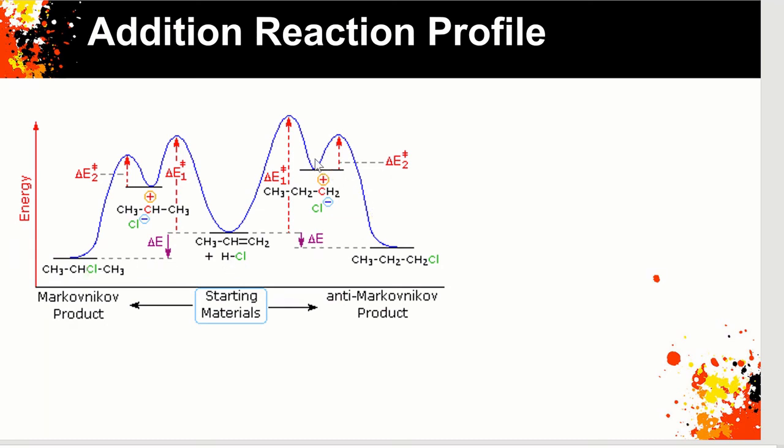For the anti-Markovnikov product, a similar reaction happens where the chloride ion attacks our positive center, or carbocation. Then we have our second transition state, when the carbon-chlorine bond is almost formed, or partially formed, and then you form the anti-Markovnikov product seen here. So, similar energy profile diagrams.